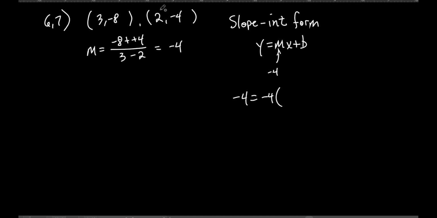What's our x on this point? The x is a 2. It's going to come out to -8, but it's a 2. The x is 2 plus what? B. So all I did was plug in all the numbers I knew.